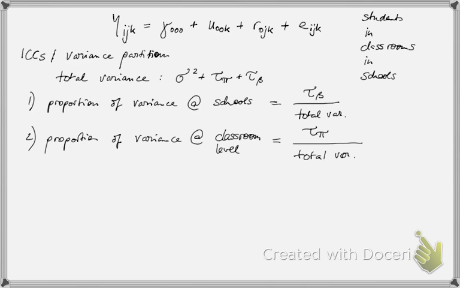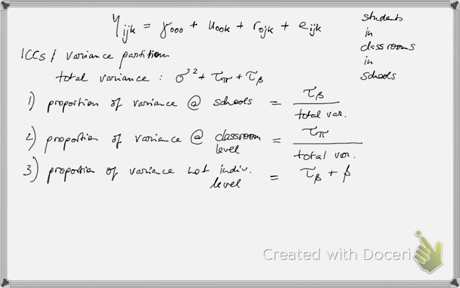But the other thing that we can do is say, I want the proportion of variance that is not on the individual level. And that we get from adding the variance of the classroom level and the school level. Oh no, I need to erase this. So on the school level we have tau beta, on the classroom level we have tau pi, and we can divide this by the total variance again.